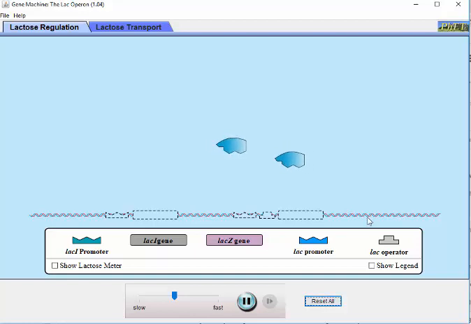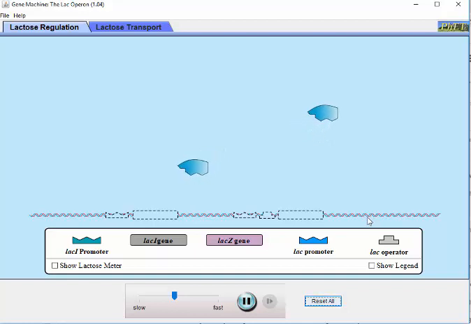Hi, it's Mr. Warren. I'm just doing a recording of the PhET simulation for the operon because one student was having trouble getting it to run on their computer. So I'll run through it.